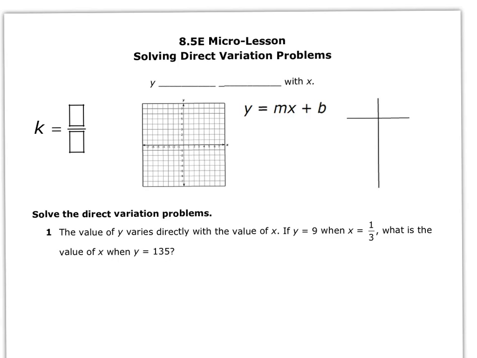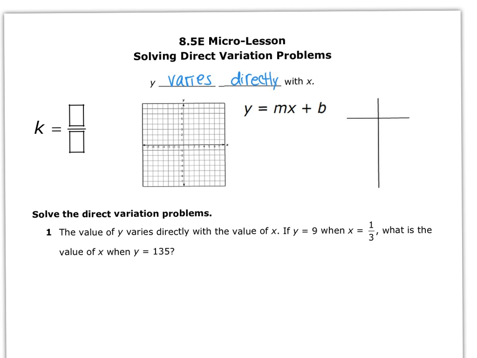Today, we are solving problems that involve direct variation. That means that we are looking at proportional linear relationships. We can say that y varies directly with x whenever these two variables are proportional. Let's look at some examples of this.